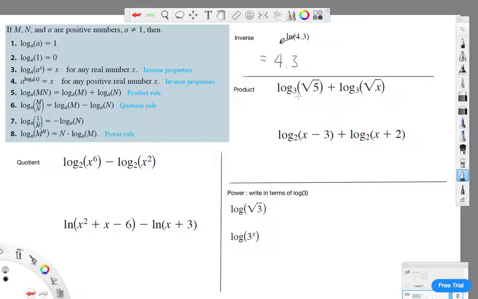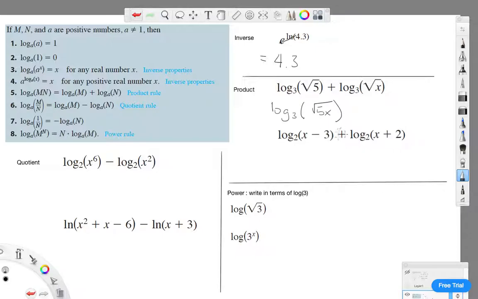Next up, log base 3 of root 5 plus log base 3 of root x. So we have addition here. We have the same base, so we can make this a product. So we can simplify by saying log base 3 of root 5x. So multiply these two together.